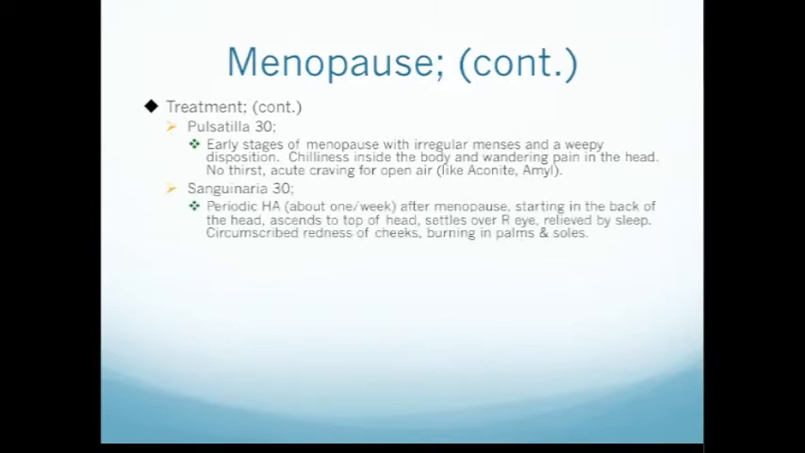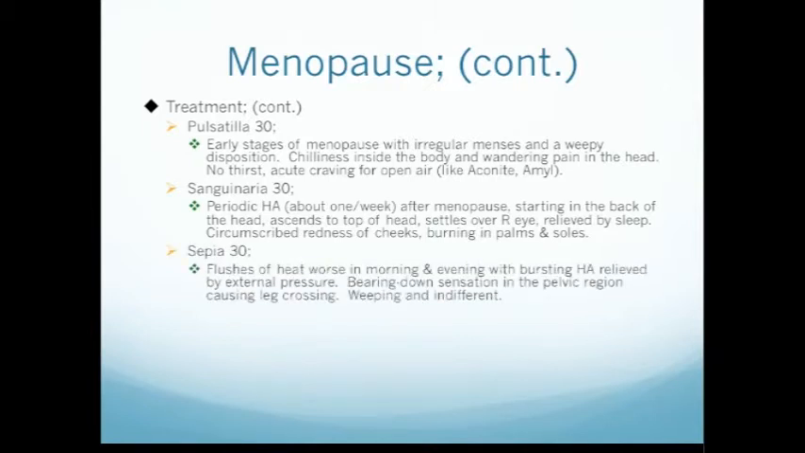Sanguinaria 30 is useful to treat periodic headaches in menopause that happen about once a week. It starts in the back of the head, ascends to the top of the head, and settles over, usually, the right eye. It may be relieved by sleep. There might be a circumscribed redness of the cheeks with burning in the palms and soles.